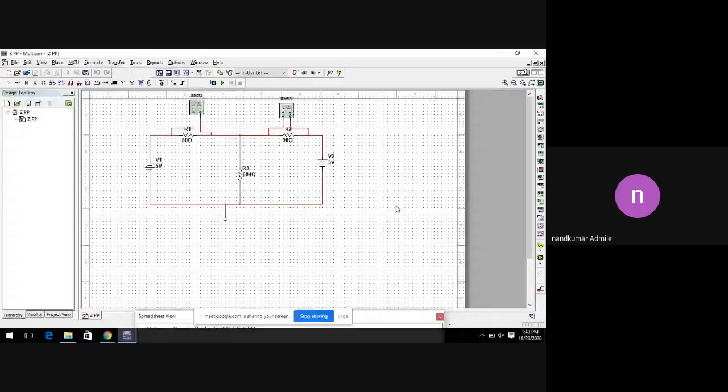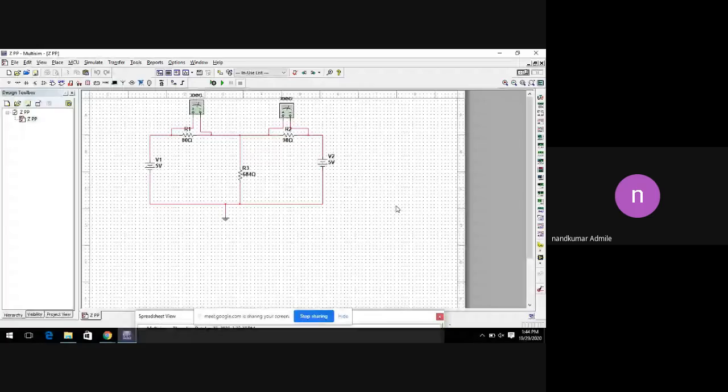To calculate the value of I1, everyone listen carefully. When we calculate I1, I have to consider only the voltage source V1. Okay, can everyone hear properly? Yes, sir.